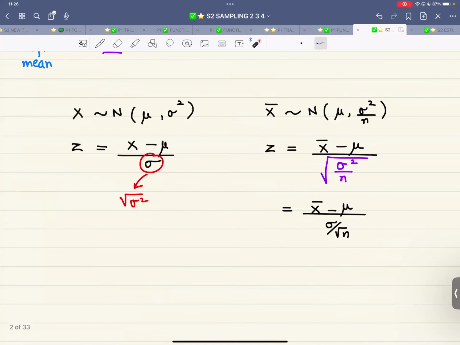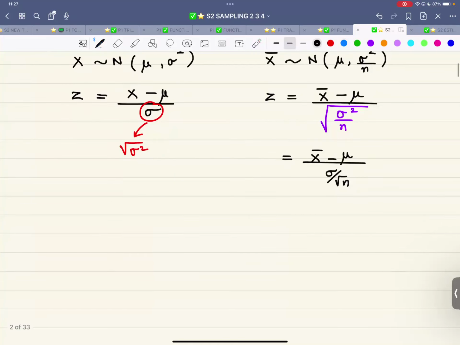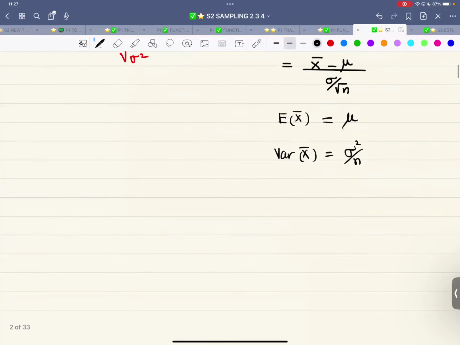Earlier, our z was x minus mu over sigma. Instead of sigma square, we take the square root of sigma square, which becomes sigma. So now what is the new variance? The new variance is sigma square over n. So therefore, we take the square root of sigma square over n, which becomes sigma over root n. Now, if someone asks for the mean and variance for this, the expectation of x bar is mu and the variance of x bar is sigma square over n.